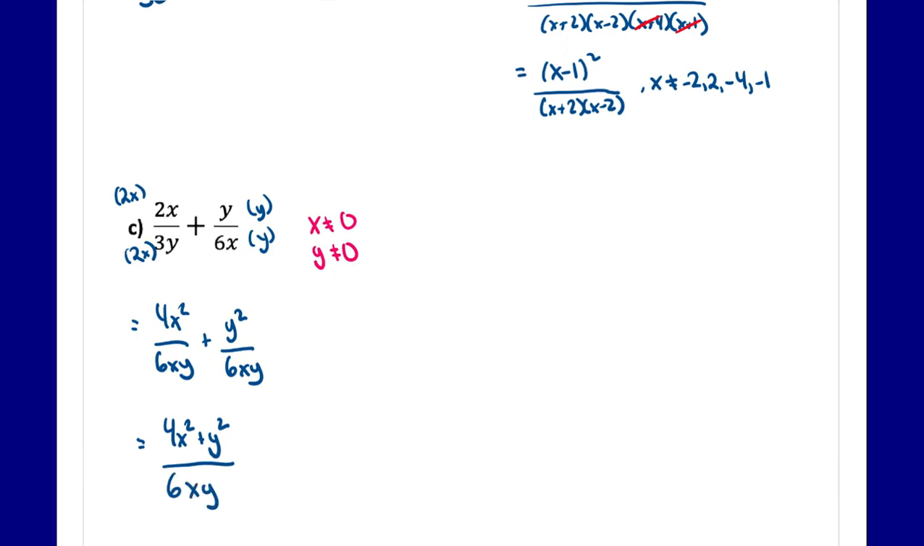My denominator stays the same. I don't add my denominators. It stays at 6xy. Numerators I can't add because they're not like terms. So that's as simplified as it gets. And I can state the restrictions of x cannot equal 0 and y cannot equal 0.